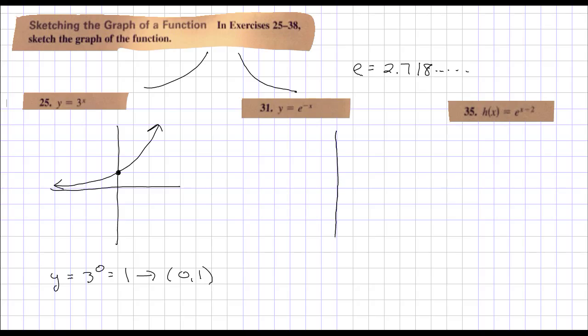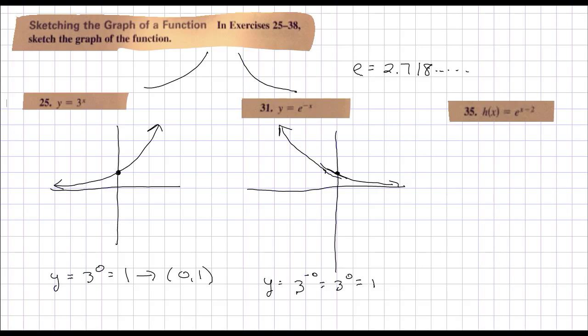Now that the exponent is negative, well, if I solve that again, 3 to the negative 0 is just 3 to the 0, which again is just 1. So it's still going to run through there, but now it's going to decrease because it's a negative x for an exponent.